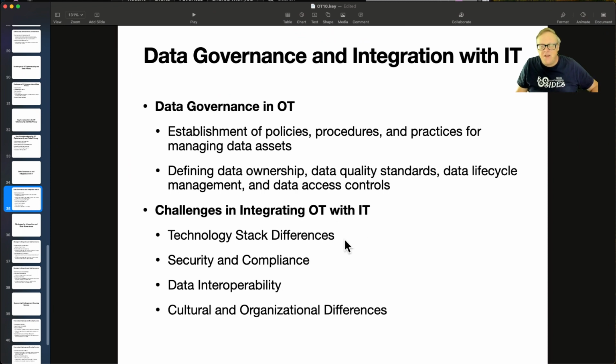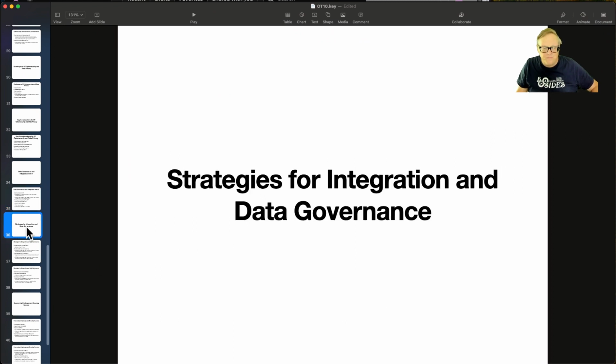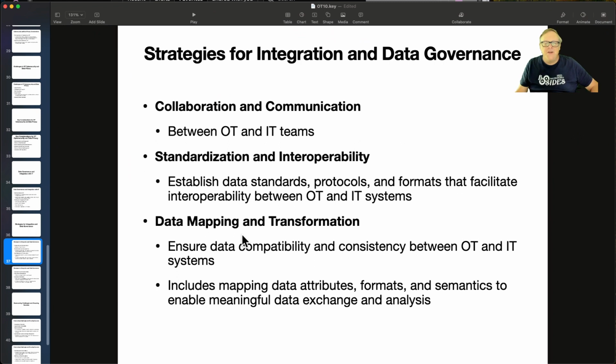And so you got the differences in technology stacks between the IT and the OT, and interoperability, and the cultural and organizational differences are the big ones I see here. So your strategies, collaboration and communication between OT and IT. In the world of the CISSP, it's mainly about collaboration between technology people and management. You have to learn to communicate respectfully and effectively with management, even though they speak a different language and are thinking about a different aspect of the business. And the same thing's true of OT and IT. These two teams that might naturally resent and oppose each other need to, in fact, work together.